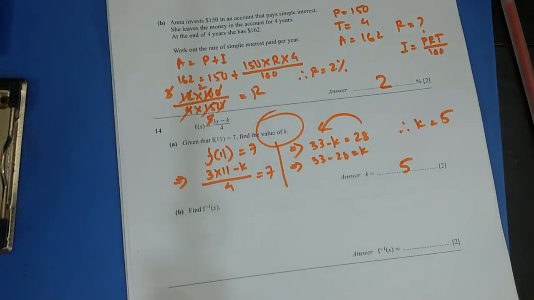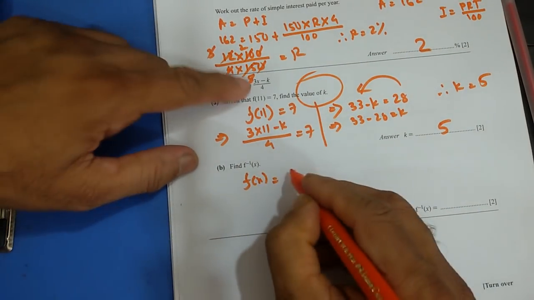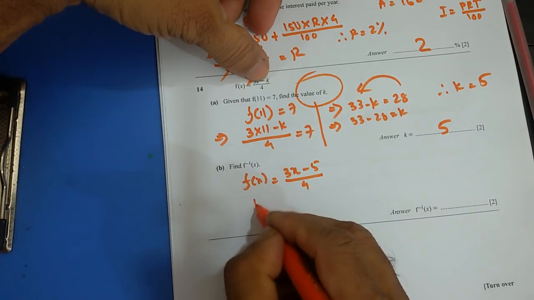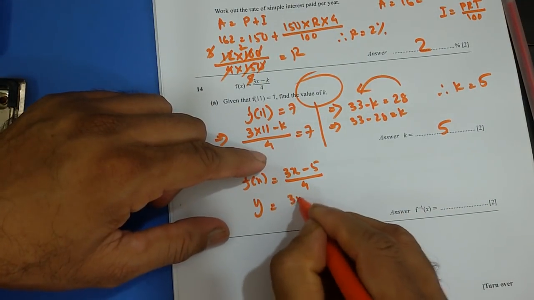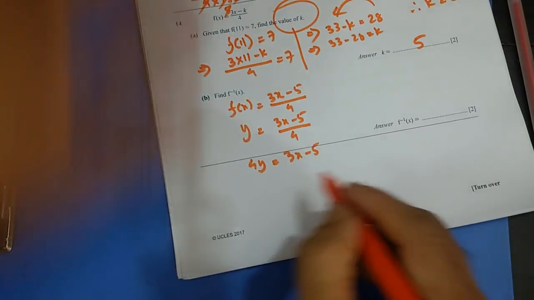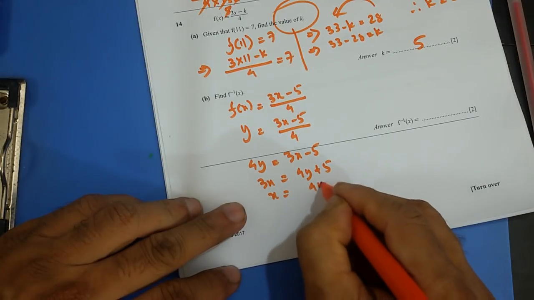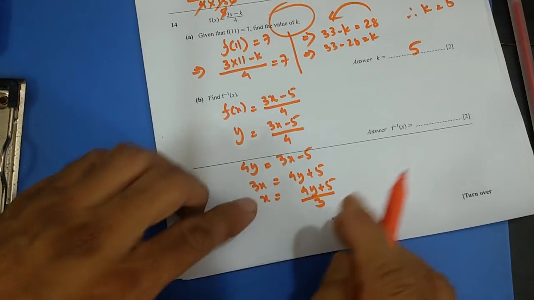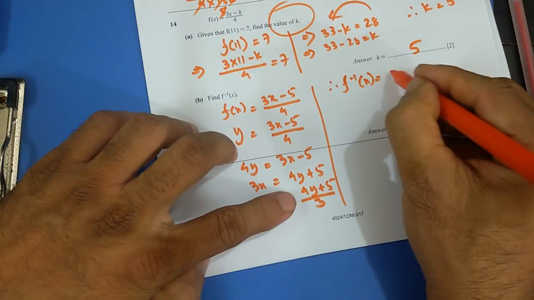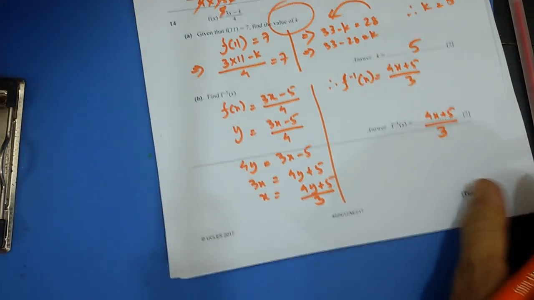Okay. Now find the inverse function of x. So function of x equal to (3x minus k) over 4. Now k we already know, 5. We're going to replace f(x) by y, and I'm going to make x the subject. So this is going to be 4y equal to 3x minus 5. So this is going to be 3x, and bring this one over here, 4y plus 5. So x is going to be (4y plus 5) divided by 3. Since x is by itself, we can write down the inverse function equal to (4x plus 5) divided by 3.